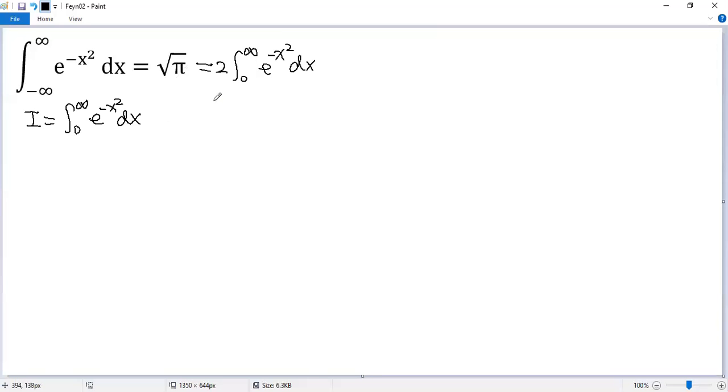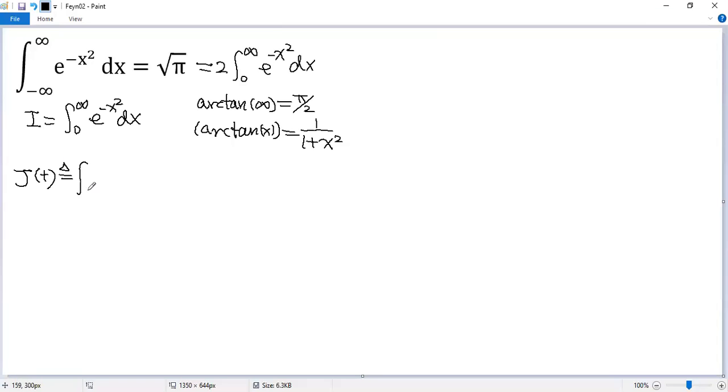Oh, we know inverse tan. You know, arctan at infinity equals pi over 2. And we also know the derivative of arctan equals 1 over 1 plus x squared. Based on this observation, we can introduce a new function, J(t) equals the integral from 0 to infinity, and the bottom is 1 plus x squared.